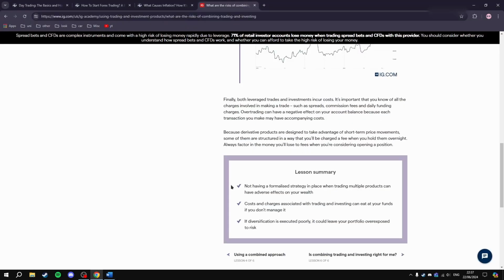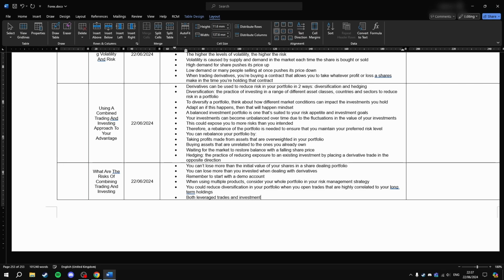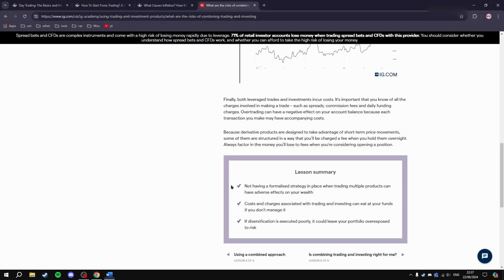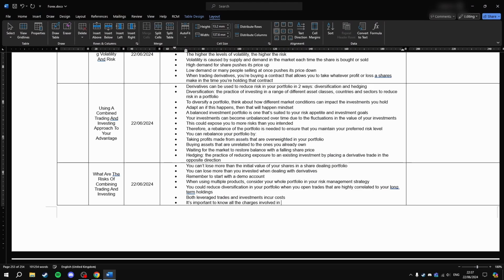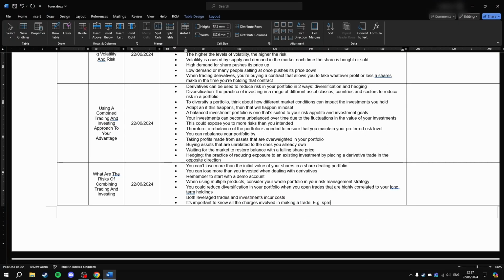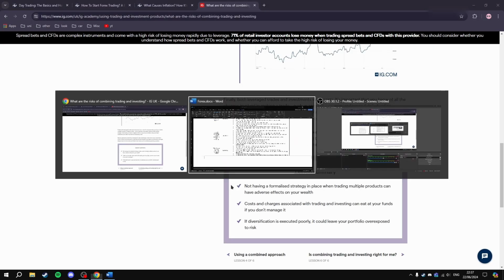So leveraged trades and investments incur costs. It's important to know all the charges involved in making a trade, e.g. spreads, commission fees, daily funding charges.